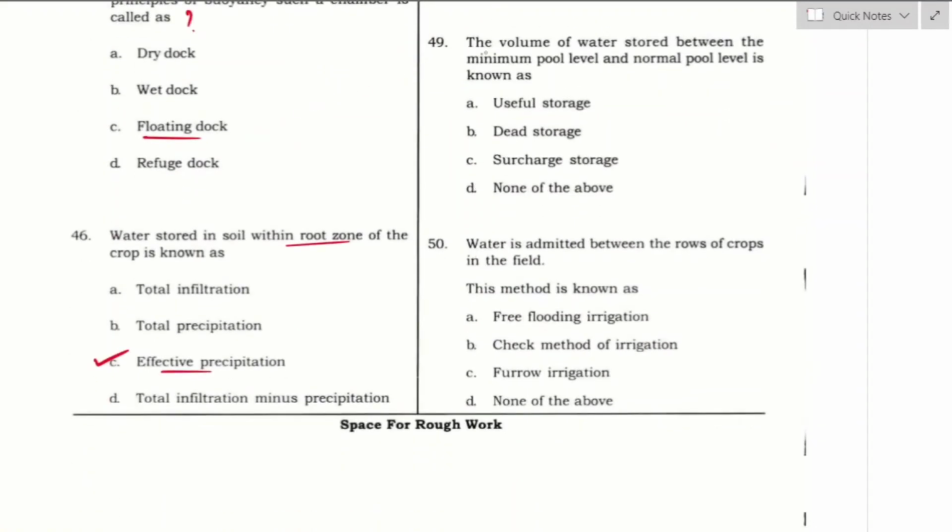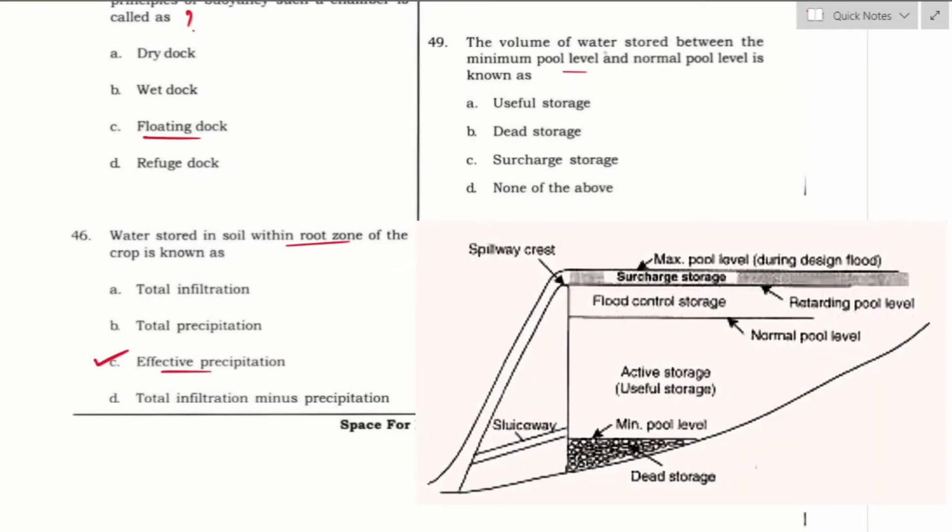Question number 49. The volume of the water stored between the minimum pool level and the normal pool level is known as. Here you can observe the volume of the water stored between the minimum pool level and the normal pool level, which is called as useful storage. Option A is the right answer.